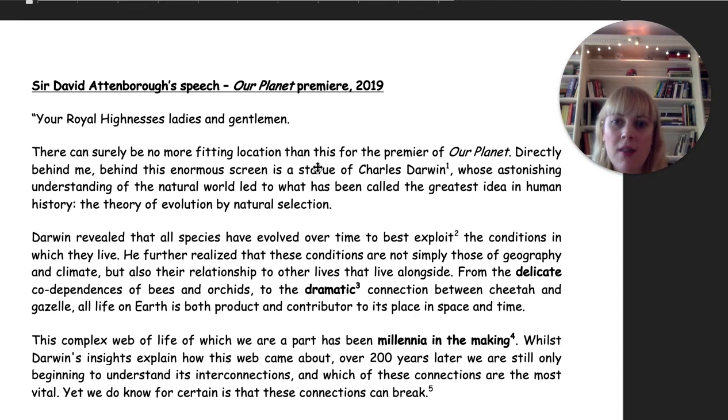Your Royal Highnesses, ladies and gentlemen, there can surely be no more fitting location than this for the premiere of Our Planet, directly behind me. Behind the enormous screen is a statue of Charles Darwin, whose astonishing understanding of the natural world led to what has been called the greatest idea in human history, the theory of evolution by natural selection.